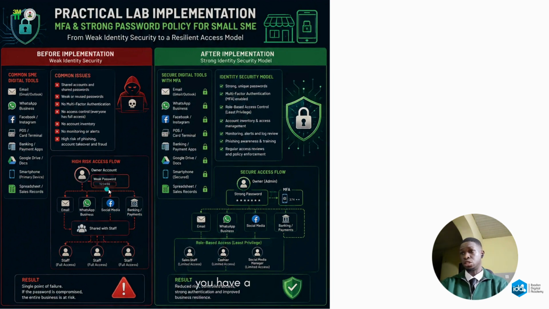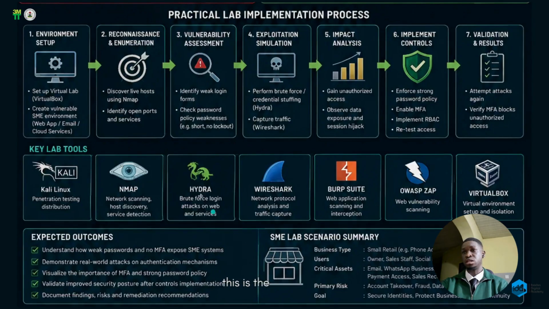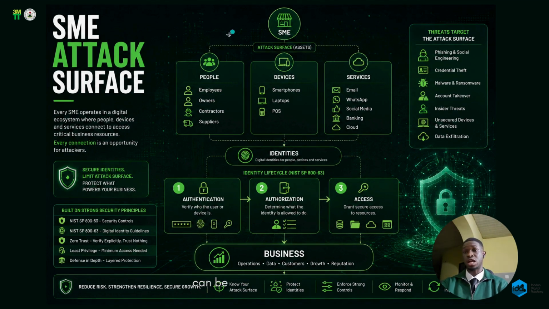This is the lab implementation showing the process. If you have a weak password, just one attack, a phishing attempt, and the whole business is gone. Whereas with a strong password and MFA policy, you are able to defend against attacks. So this is the framework and the attack surface: what can be attacked, what attackers look out for.